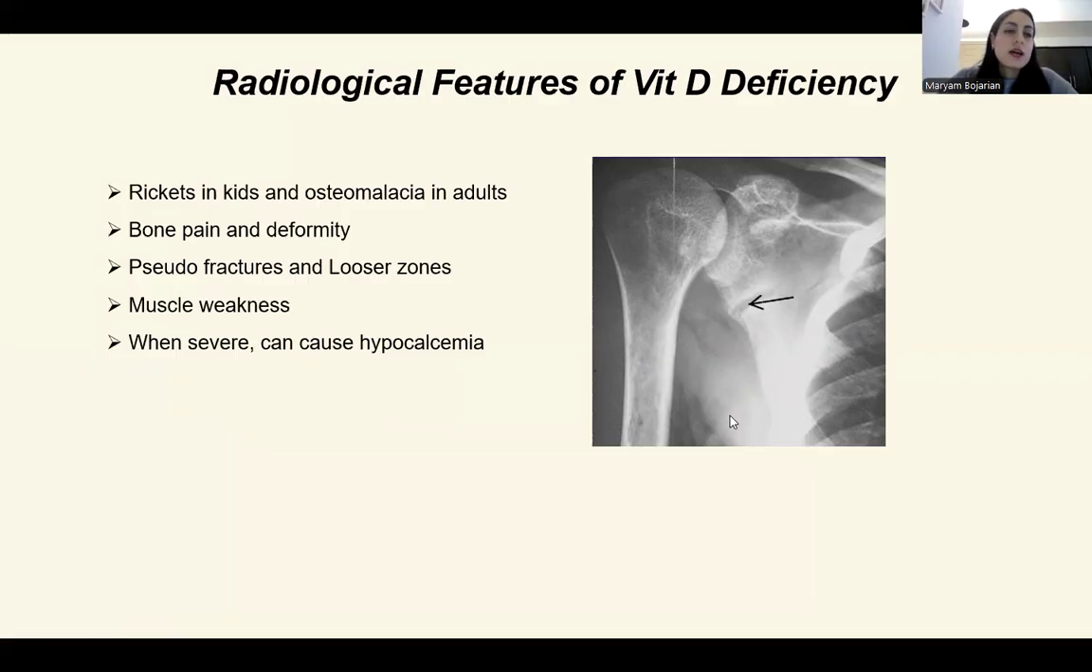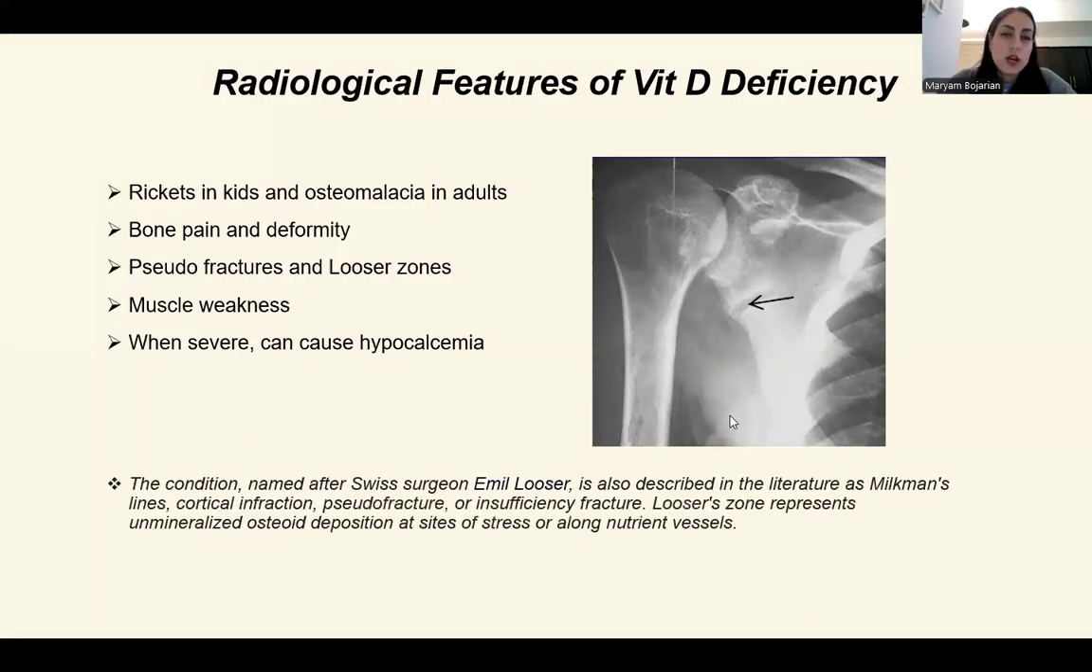Okay, and how about radiological features of vitamin D deficiency? We can have rickets in kids and osteomalacia in adults. They have bone pain and deformity, pseudofractures and Looser zones, muscle weakness, and when severe can cause hypocalcemia. And you can see a Looser zone here. This condition is named after Swiss surgeon Emil Looser, and is also described in the literature as Milkman lines, cortical infarction, and pseudofracture or insufficiency fracture.